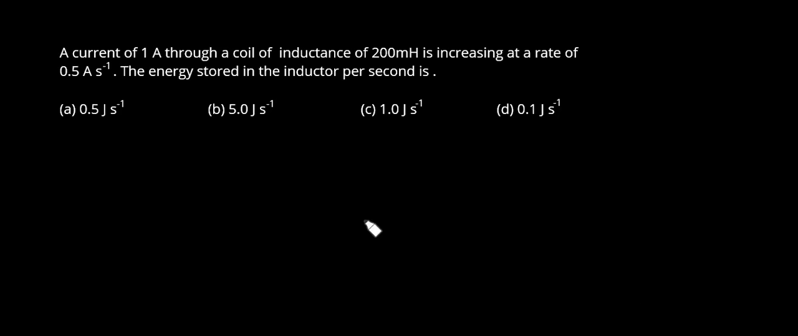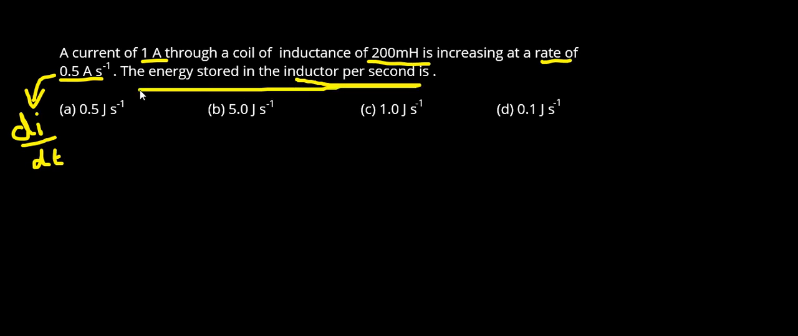Hello everyone, here the question says a current of 1 ampere through a coil of inductance 200 millihenry is increasing at a rate of 0.5 ampere per second. That is di by dt, in ampere per second. So the energy stored in the inductor per second, they are asking du by dt is equal to question mark, right?